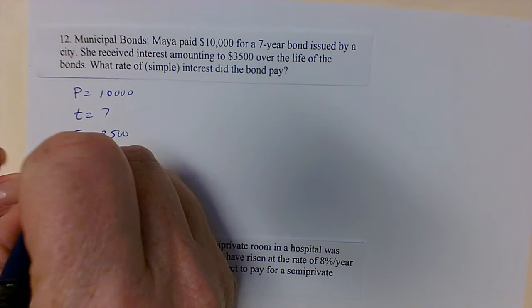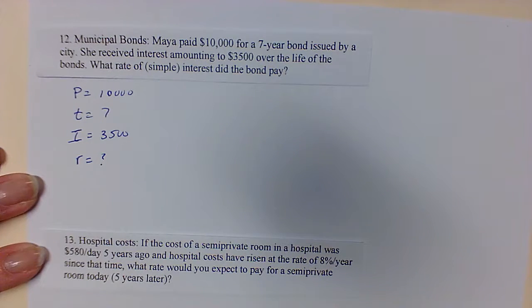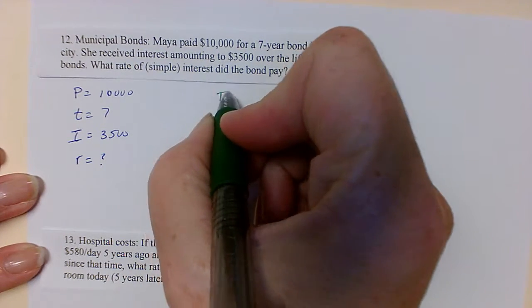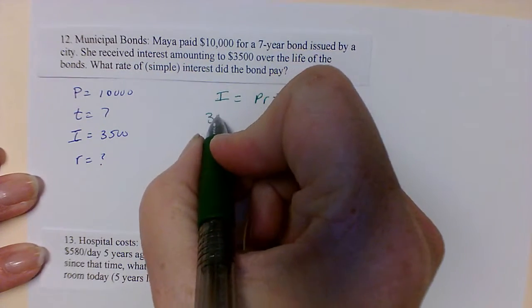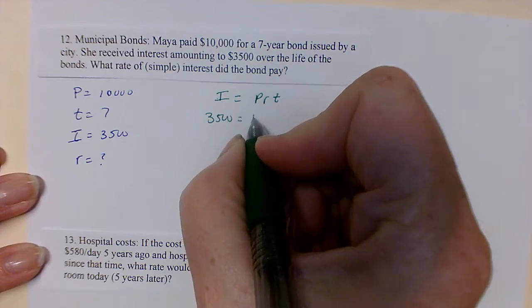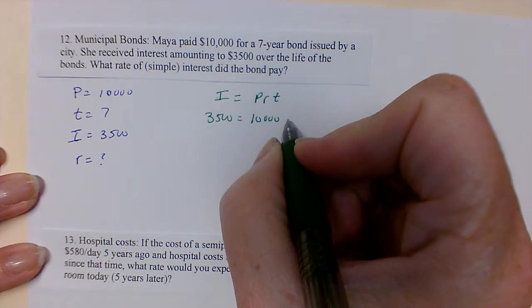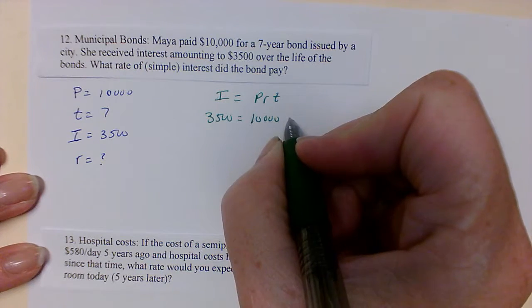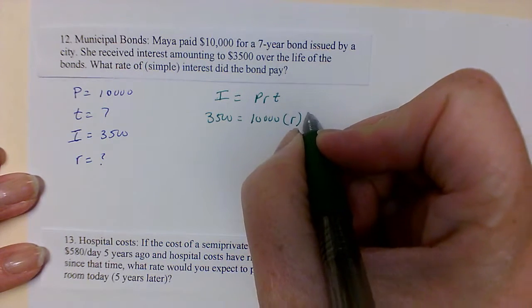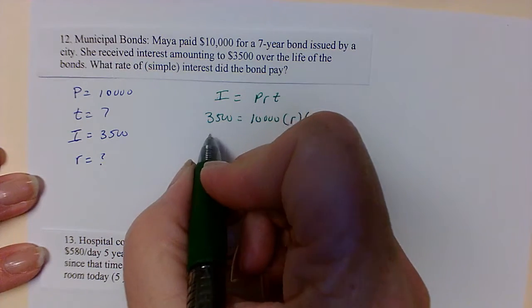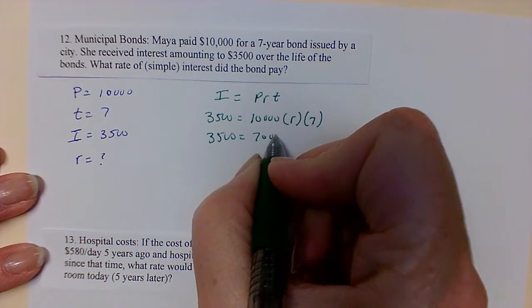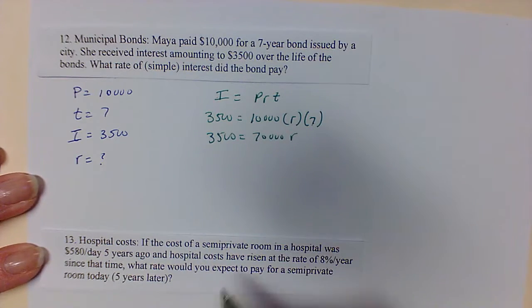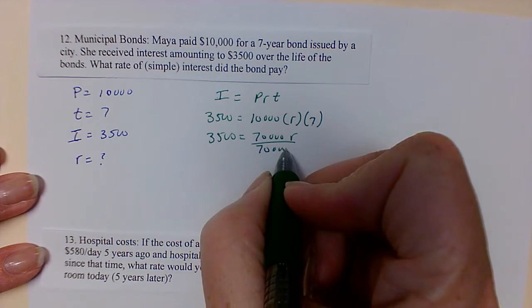So we're looking for that rate. What did her rate equal? So again, we are using our simple interest formula of I equals PRT. So I is 3,500 equals the principal of 10,000 times the R times our T of 7. So this gets us 3,500 is equal to 7 times 10,000, which gets us 70,000, times our R. To solve for R, all we got to do is divide by 70,000.